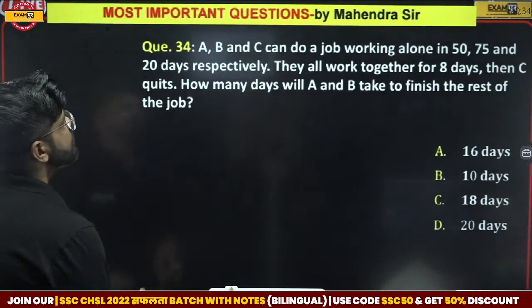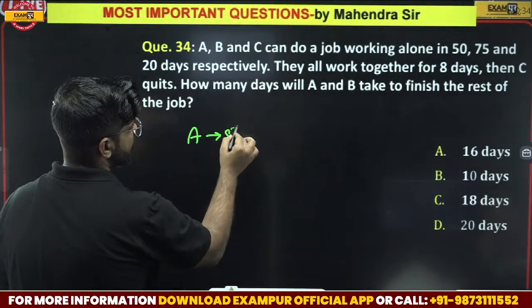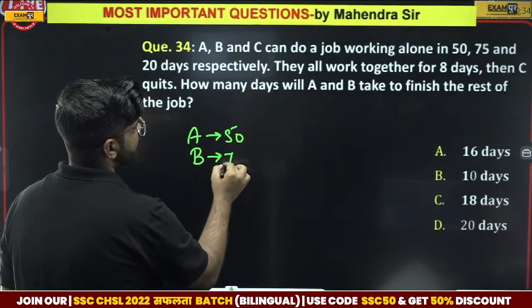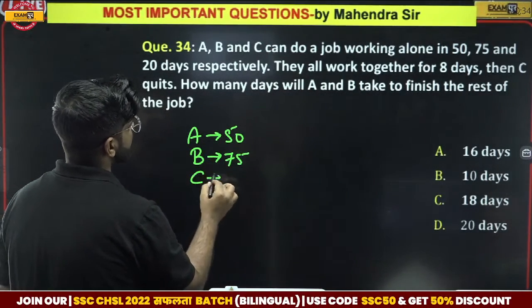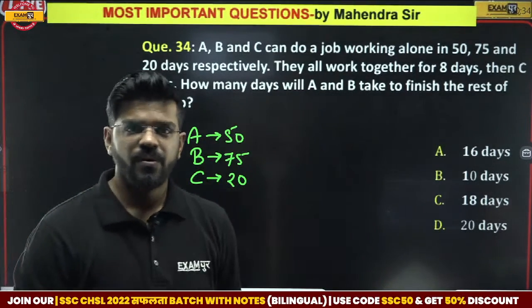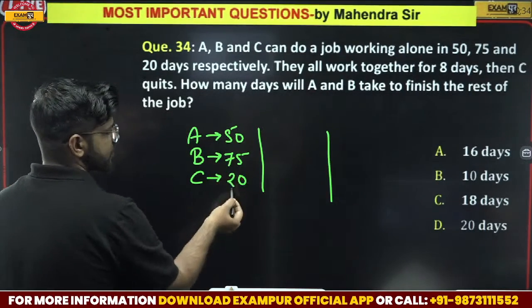Now A, B, C, we have the time period for all. A is doing it in 50 days. B is doing it in 75 days. And C is doing it in 20 days. Yes or no? Yes. Take the LCM. Okay. What is the LCM?